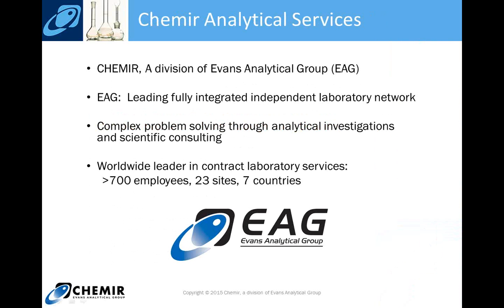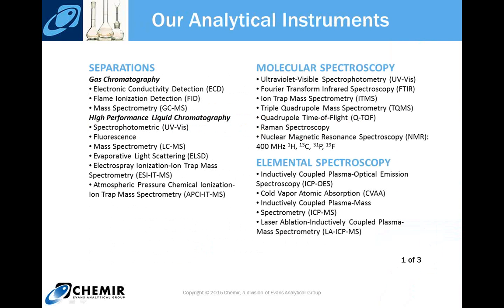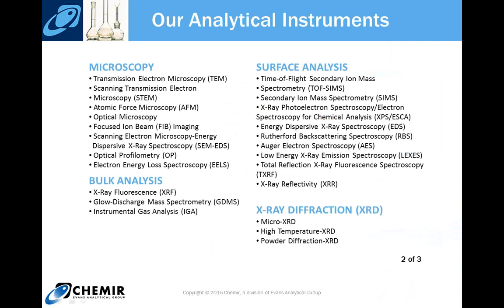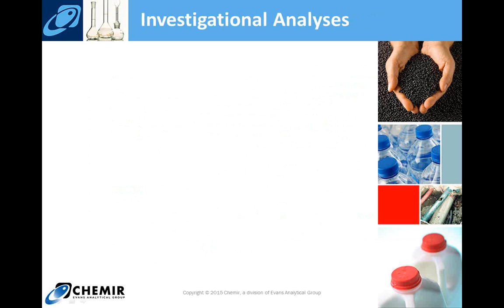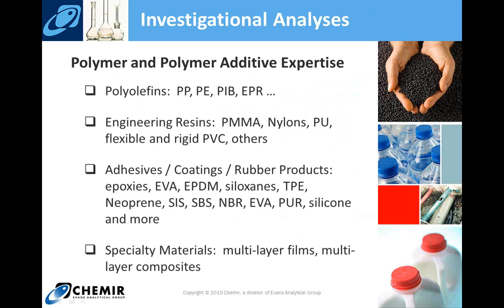Again, Chemir Analytical Services, a part of Evans Analytical Group. You all saw the same slide a month ago, just letting you know who we are. You saw this information, all the different analytical techniques that we offer within EAG. We're a powerhouse of different types of analyses, different analytical approaches for characterization of different materials. Much of the work we do at Chemir and EAG deals with polymers, and you can see so many different polymers that we've got experience and expertise with in characterization, analysis, and investigating failures.